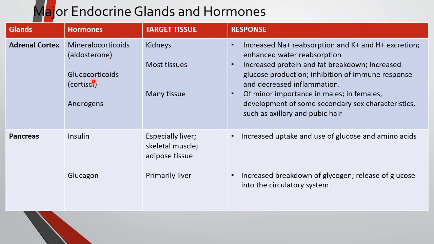Now, your glucocorticoids release your cortisol. Yan yung hormone. So, anong function ng cortisol? Okay? It increases protein and fat breakdown. It increases glucose production, no? So, if you have cortisol, mataas din yung glucose mo in the blood. We call this the stress hormone, no? Yung cortisol. Kapag stress ka, mataas ang release ng cortisol mo.